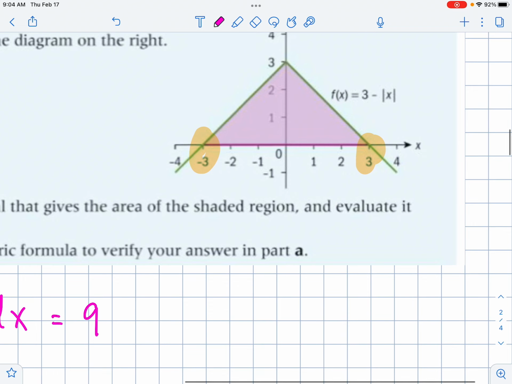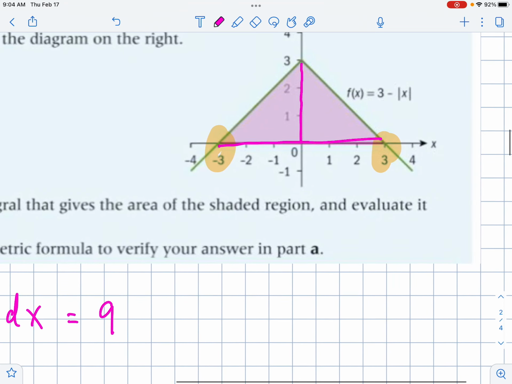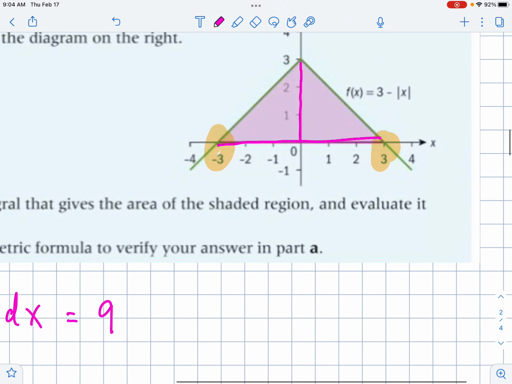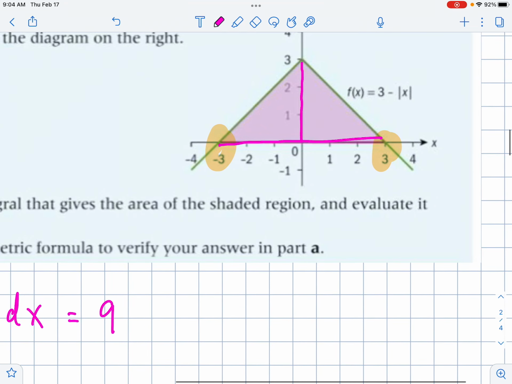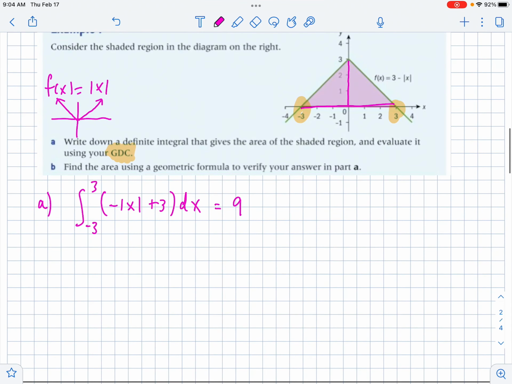Now, is that true if you just find the area of this triangle? Base would be 6, height would be 3. If you do 1/2 base times height, would you get 9? Is it really 6? Yes. Did I do that right? So yeah, you can always check to make sure the area adds up to what you're trying to get. Oh, sorry, the base is 6. So 1/2 times 6 times 3 is 9. It works.